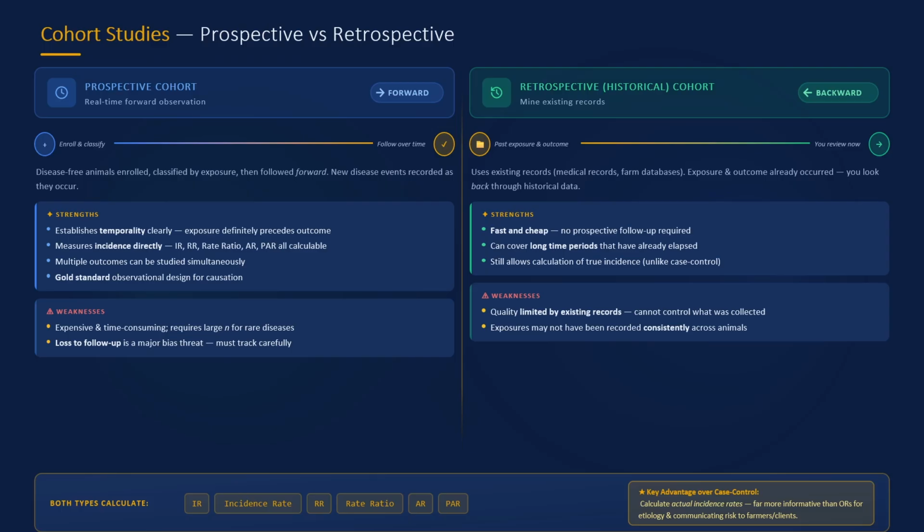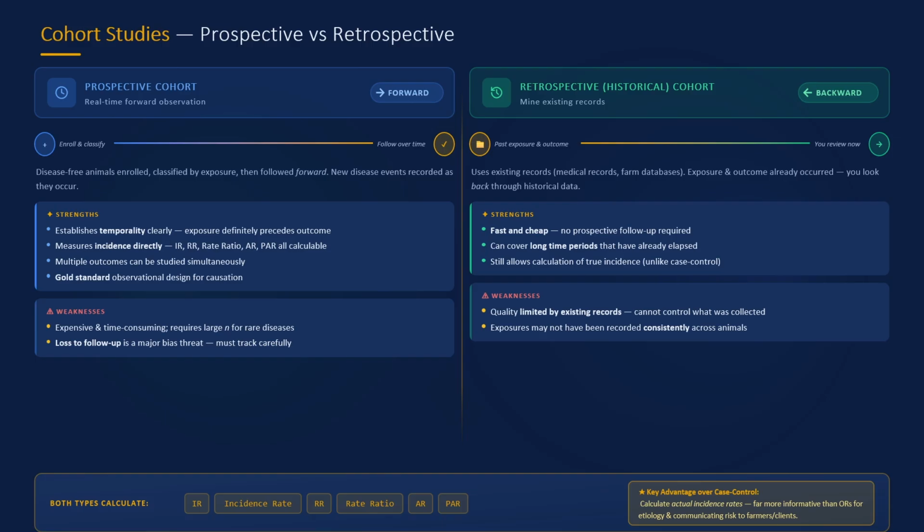Cohort studies come in two flavors, and knowing the difference is straightforward exam points. Perspective: enroll disease-free animals, classify them by exposure, then follow them forward and record new disease events as they occur.